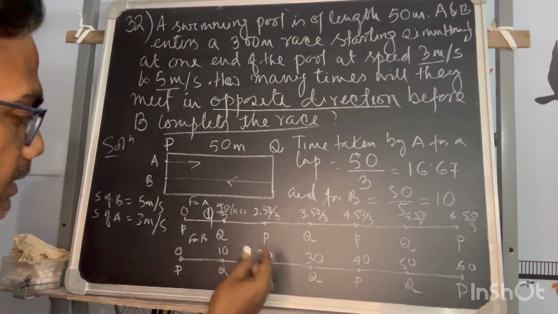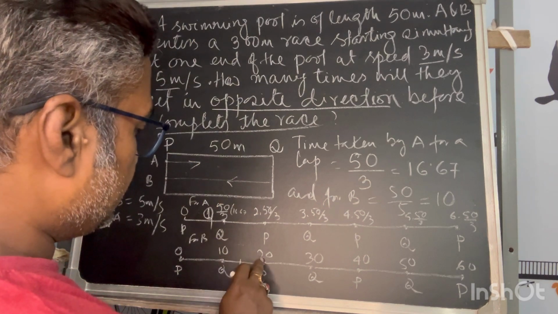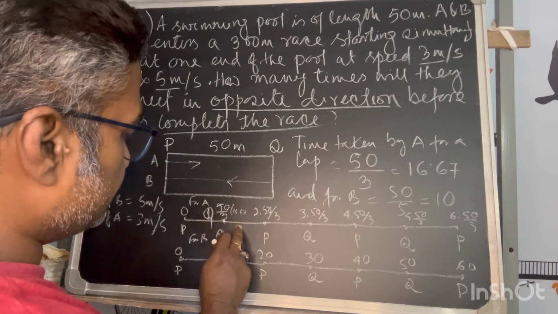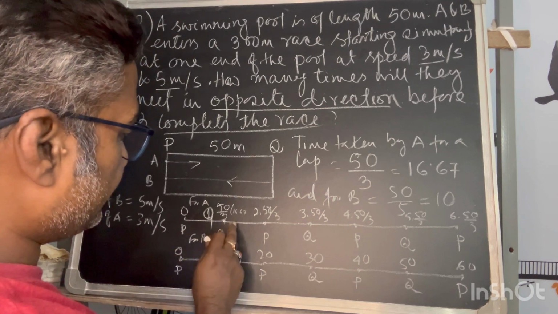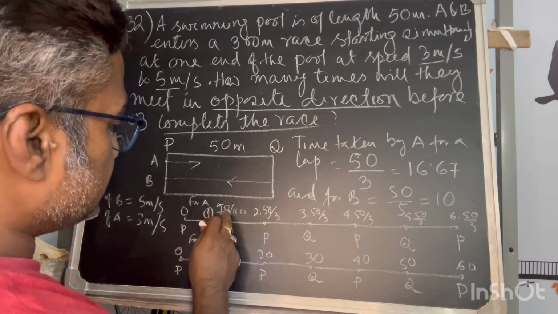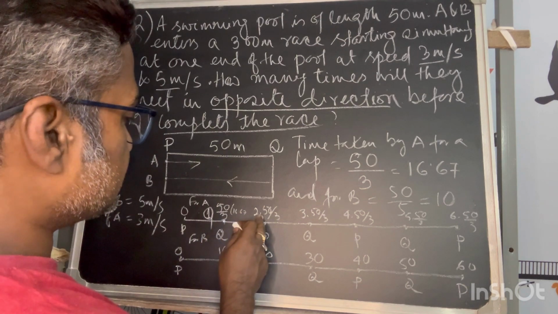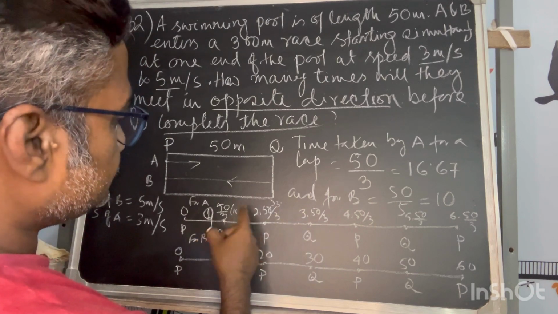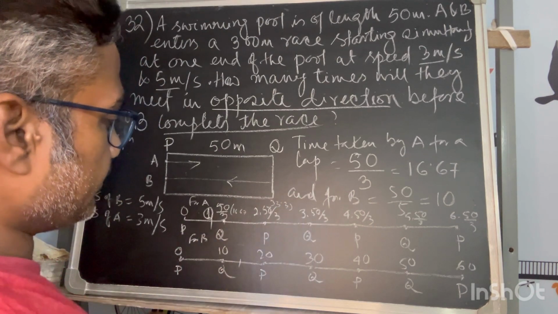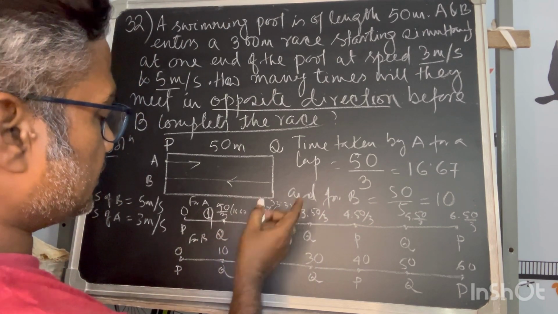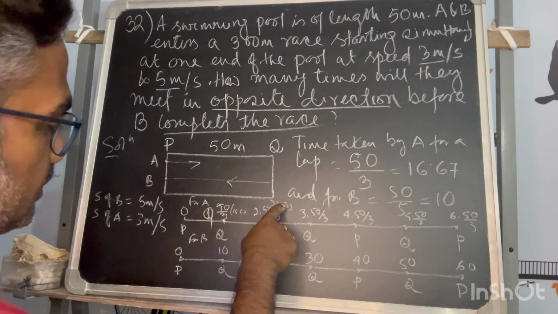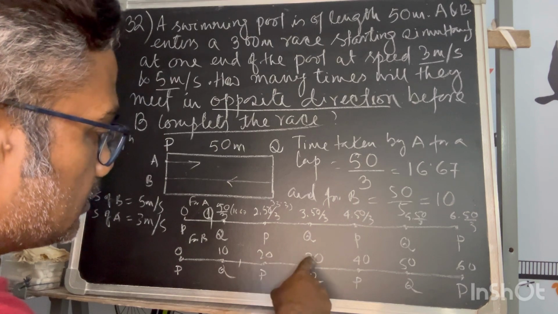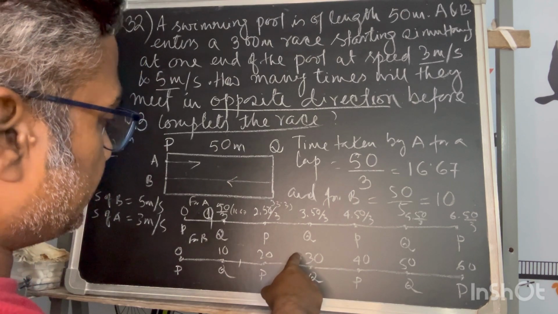Okay, then after 20 is gone, 20 will be where B crosses Q. So A will be on the way between Q and P. So this is 16.67. This is what? Just 33.33, because 100 by 3. So 33.33 will come here, not between 20 and 30.